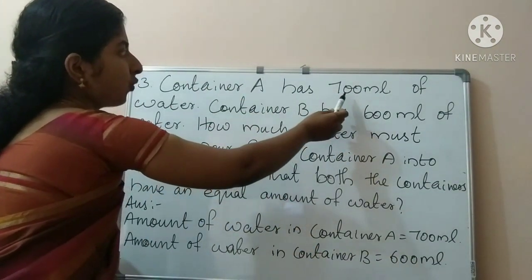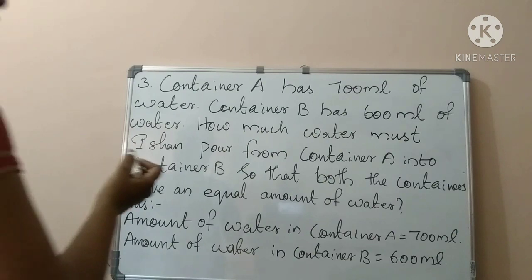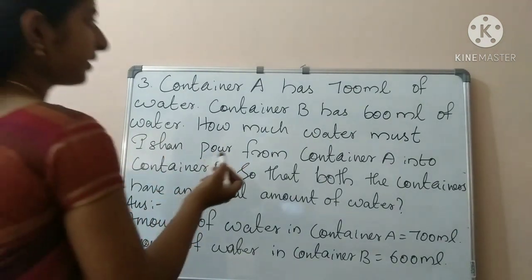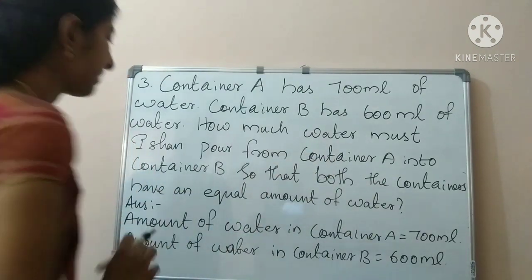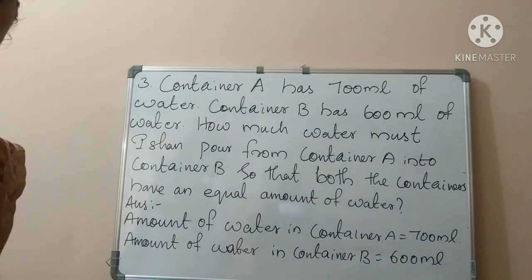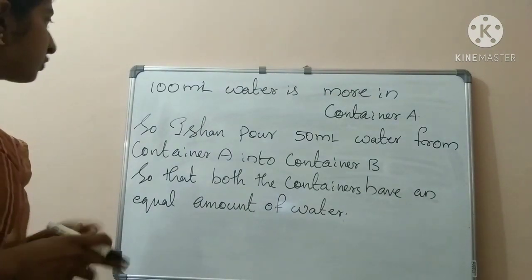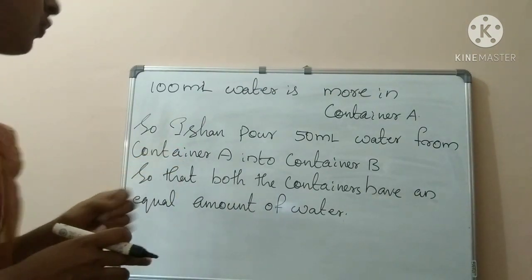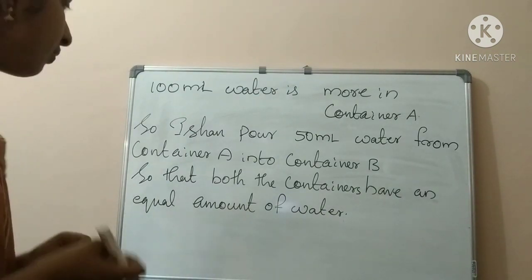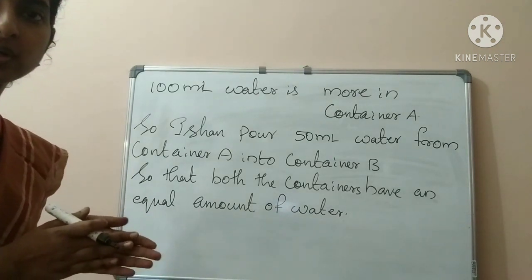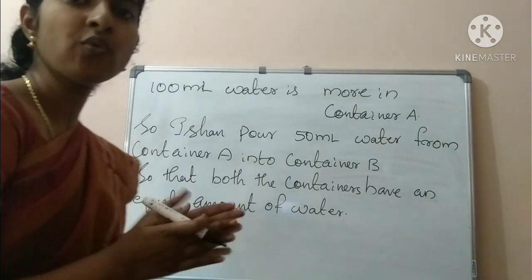100 milliliter water is more in container A. So, Ishan pours 50 milliliter water from container A into container B so that both the containers have an equal amount of water, that is 650 milliliter. Both the containers have 650 milliliters of water.